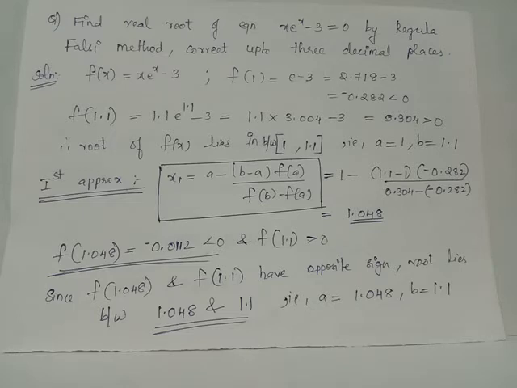We have f(x1) = f(1.048) = −0.0112, which is a negative value. Since f(x1) and f(b) take opposite signs, the interval is reduced to (1.048, 1.1), inside which the root of f(x) will lie. We will take a = 1.048 and b = 1.1 in order to compute the second approximation.